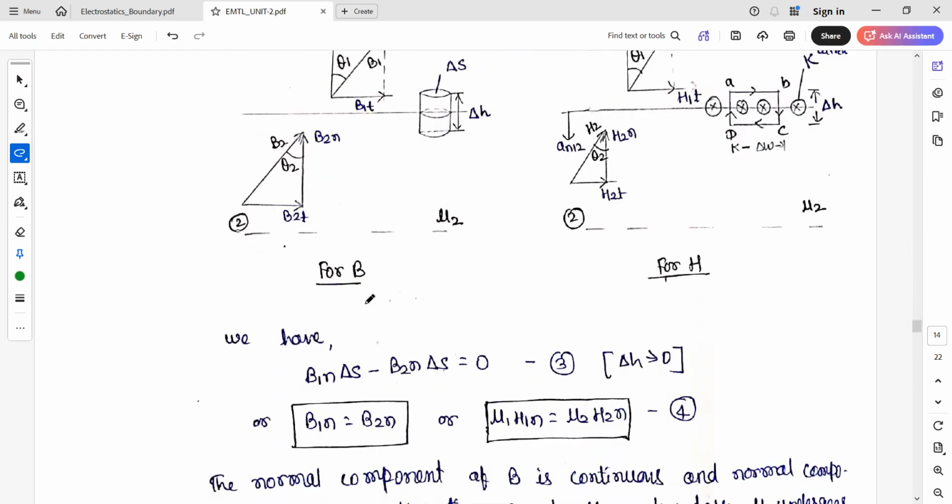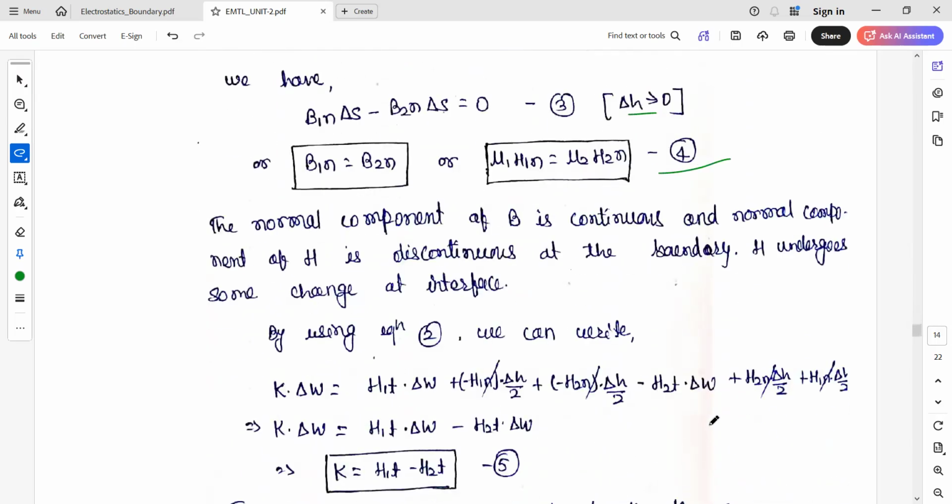So again here B1 dS minus B2 dS equals 0 when dS tends to 0. So finally the normal component is conservative and B equals μH. On the basis of that, equation 4 is written.